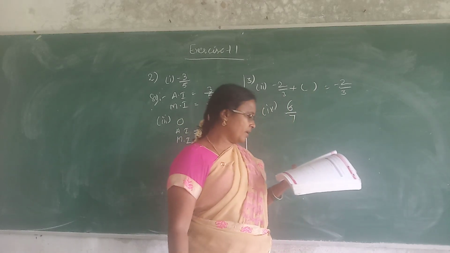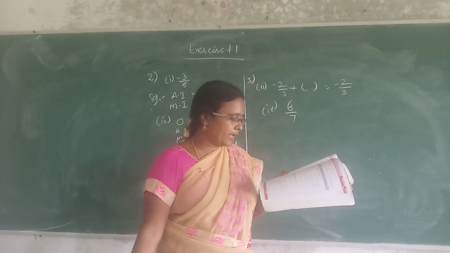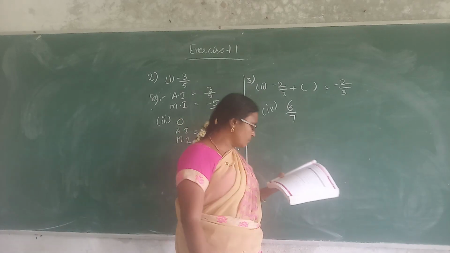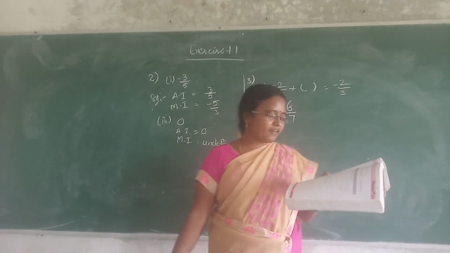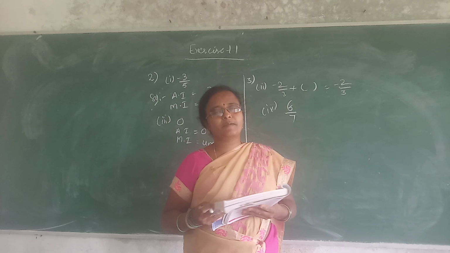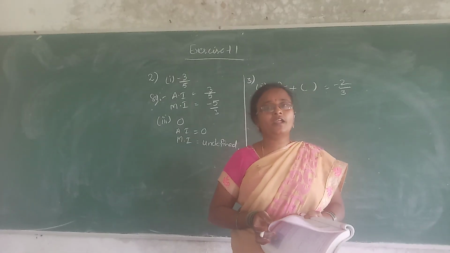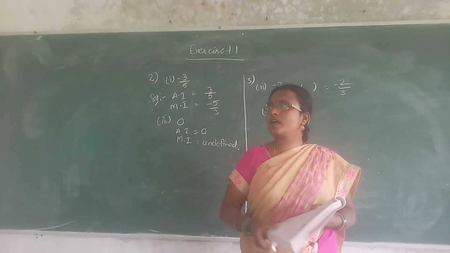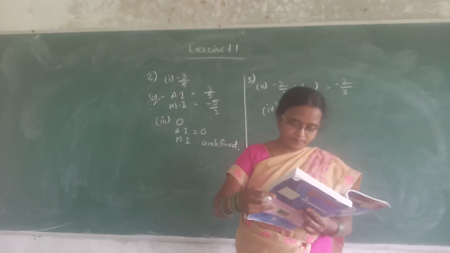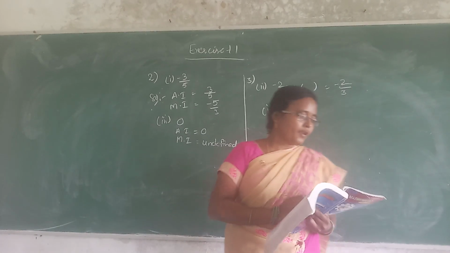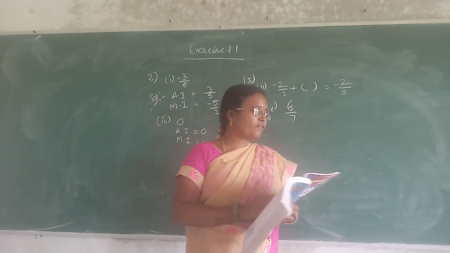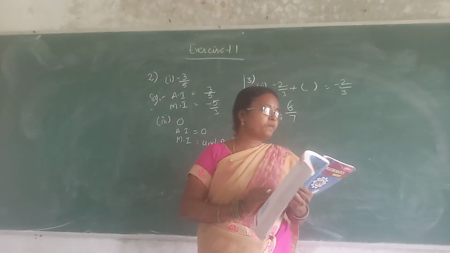Similarly, the fifth one is the distributive property. Now the sixth one: minus 16 by 7 plus blank is equal to minus 16 by 7. What should be added to minus 16 by 7 to get minus 16 by 7? It's nothing but the additive identity, which is 0 itself. Now we shall go for the word problems on page number 20, on the next page.